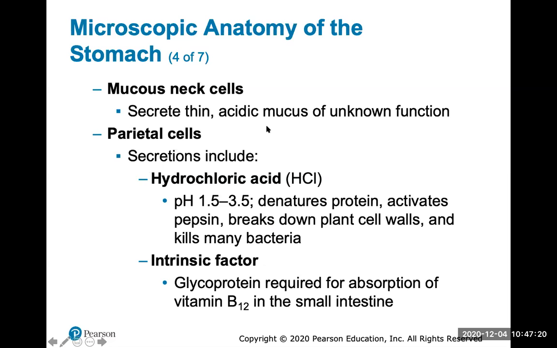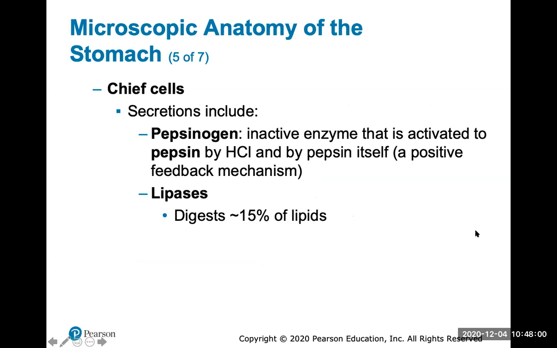The mucous neck cells secrete thin acidic mucus, which we don't really know why. The parietal cells, the big one, secrete hydrochloric acid, which denatures protein, activates pepsin, and breaks down plant cell walls and kills a lot of bacteria. So your stomach is a very acidic environment due to your parietal cells secreting hydrochloric acid. Intrinsic factor is also secreted by your parietal cells. This is just a glycoprotein that's required for the absorption of vitamin B12 in the small intestine. So intrinsic factor is very important for your small intestine to be able to absorb vitamin B12.